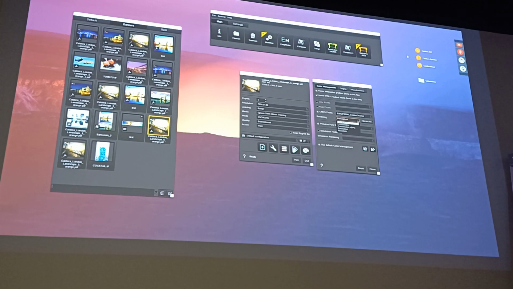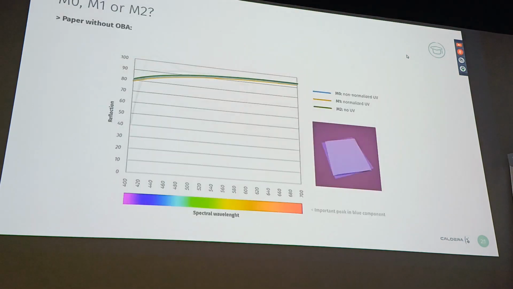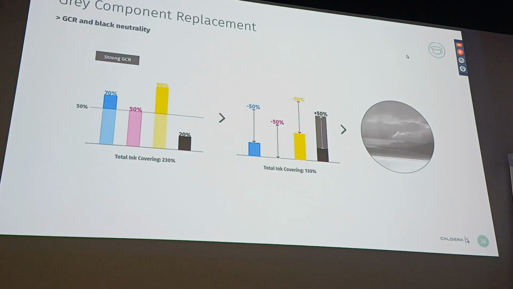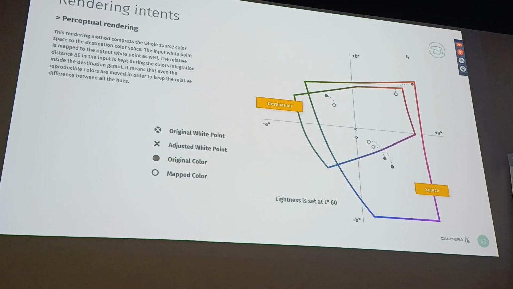I will finish the training with that by explaining which one to use for each application. Usually we like to work with perceptual because this is the most common one. Why? Because the perceptual rendering, let me show you, fits a lot of different applications. It will compress the whole color space into the output color space.